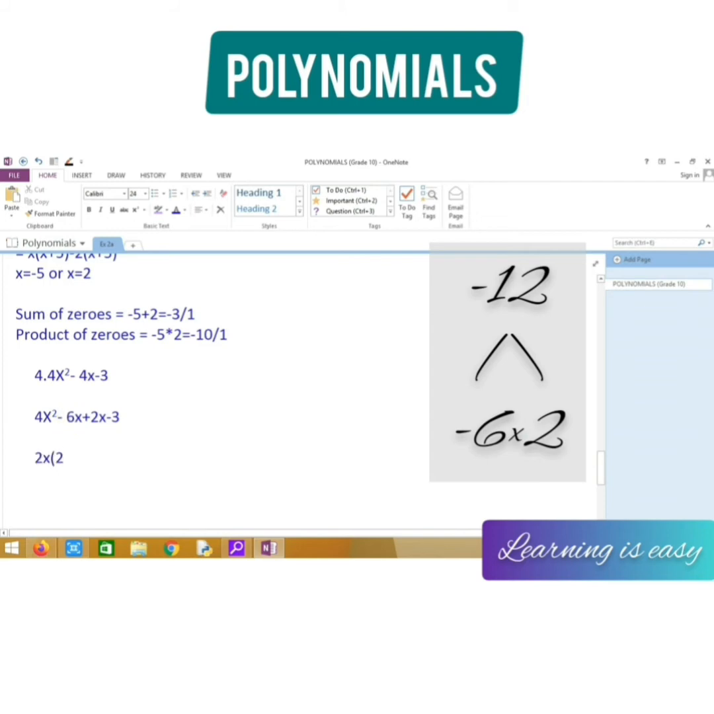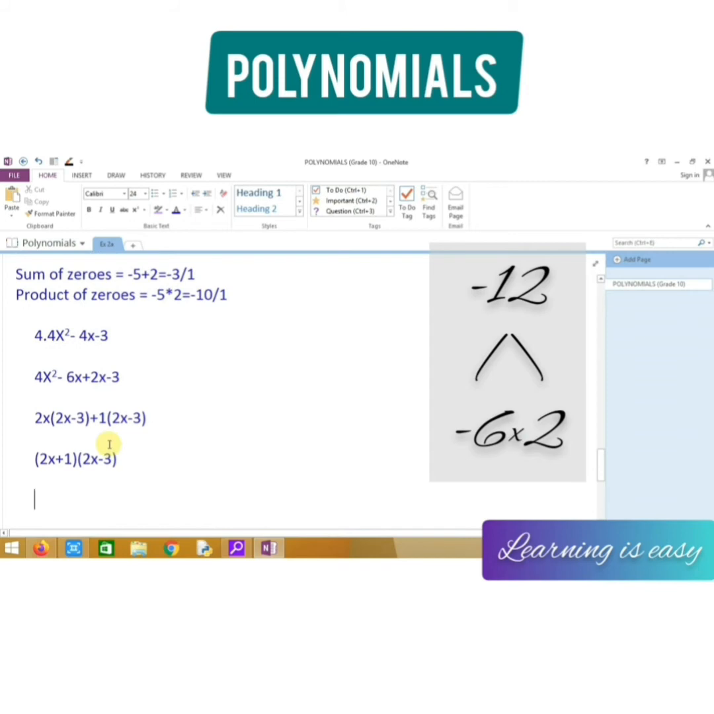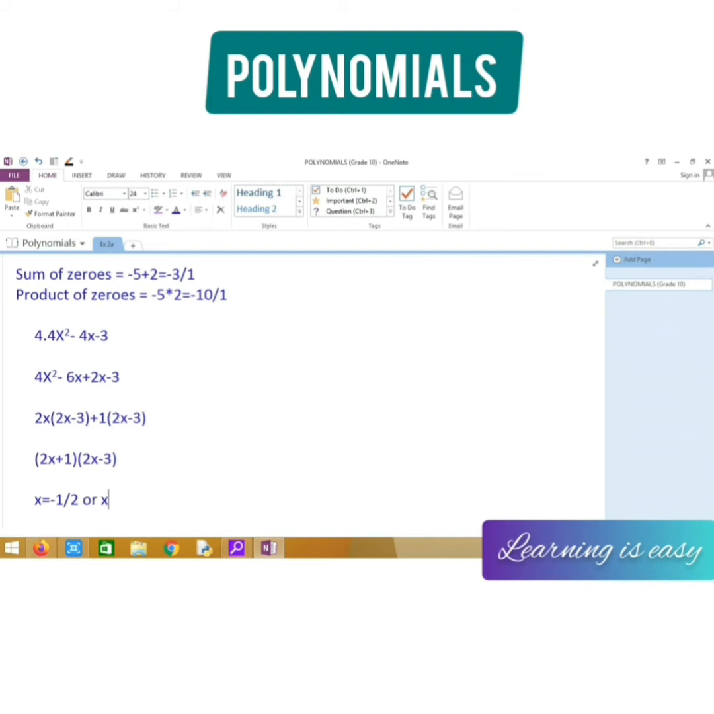Taking 2x out, it becomes 2x minus 3, and plus 1 into 2x minus 3. So here the factors are 2x plus 1 into 2x minus 3 equal to 0. So x is minus 1 by 2 or x is 3 by 2.